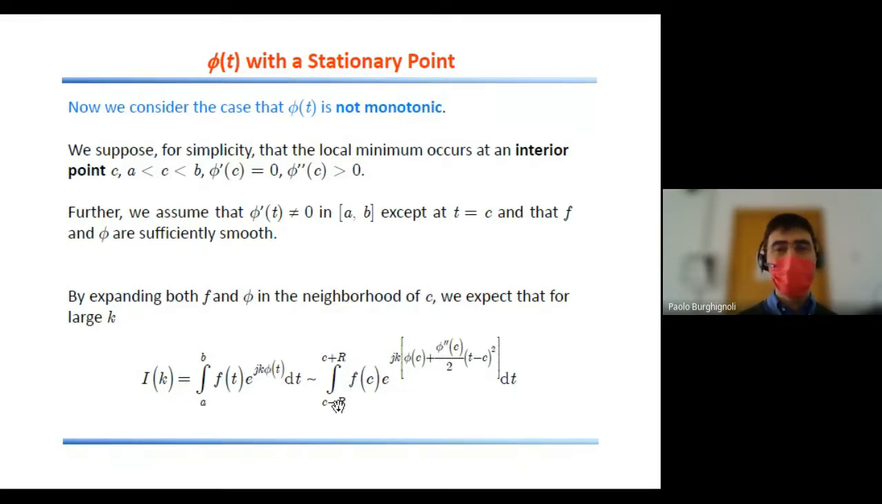The integration limits can be restricted to some neighborhood of the point c, so we go from c minus r to c plus r. The function f is replaced with its constant value at the point c, and in the exponent we again approximate the function phi through its Taylor series representation truncated to the second order, which parallels that of Laplace integrals. However, keep in mind that now the exponent is purely imaginary.